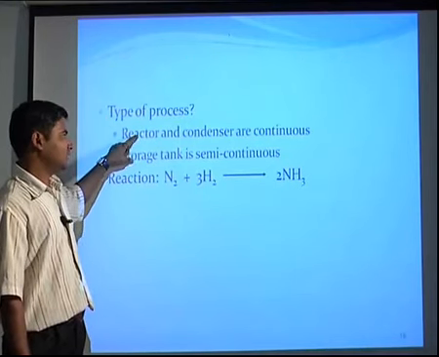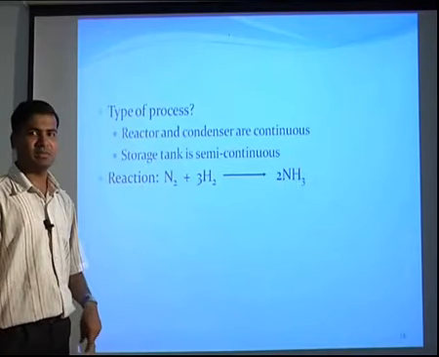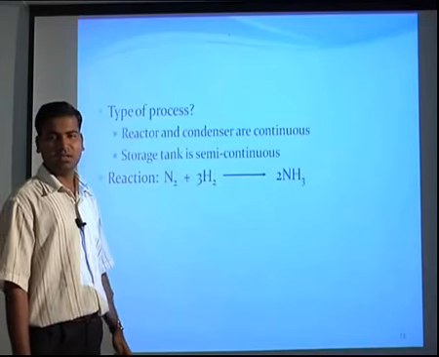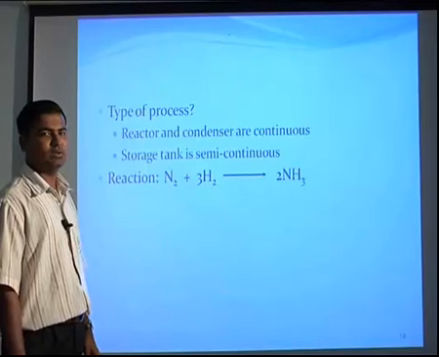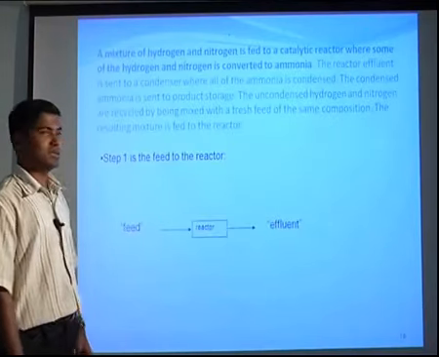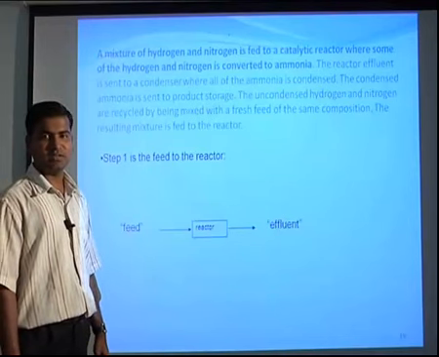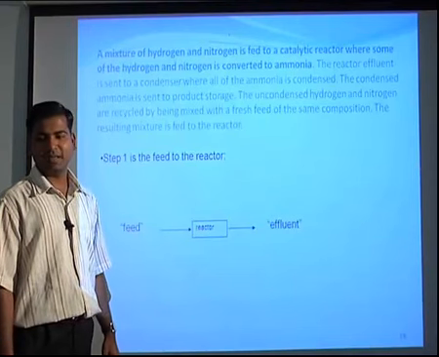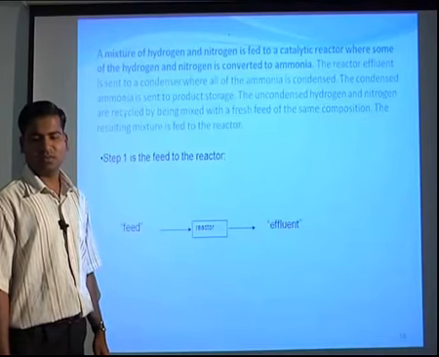After knowing that this is the continuous one and this is the semi-continuous one, the next thing is what chemical changes are occurring. We have the reaction: 1 mole of nitrogen reacted with 3 moles of hydrogen gives 2 moles of ammonia. We will see this by process. Now the description, we will convert it into the process flow diagram. First, given is that a mixture of hydrogen and nitrogen is fed to the catalytic reactor where some of the hydrogen and nitrogen is converted to ammonia.